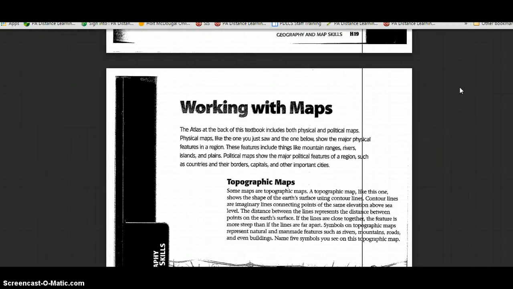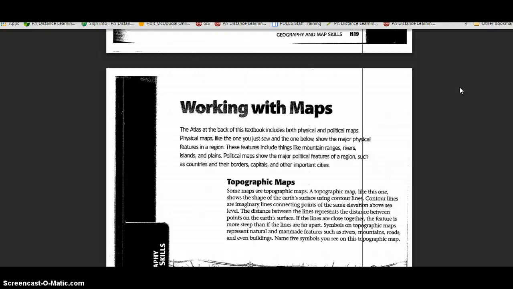So a little bit about working with maps. The first type of map, we're going to skip that first paragraph because this isn't from your textbook, this is from 8th grades. Some maps are topographic maps. A topographic map, like this one, shows the shape of the Earth's surface using contour lines. Contour lines are imaginary lines connecting points of the same elevation above sea level. The distance between the lines represents the distance between the points on the Earth's surface. If the lines are close together, the feature is more steep than if the lines are far apart.